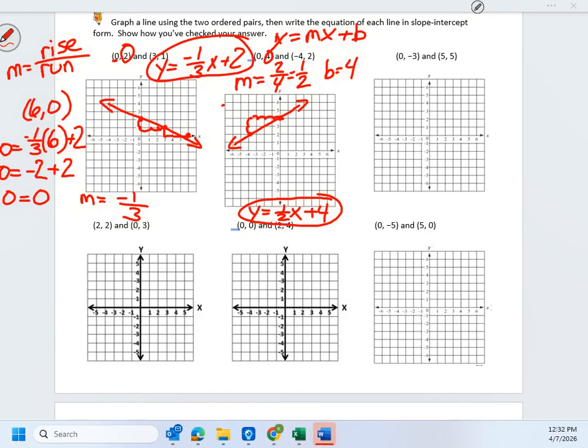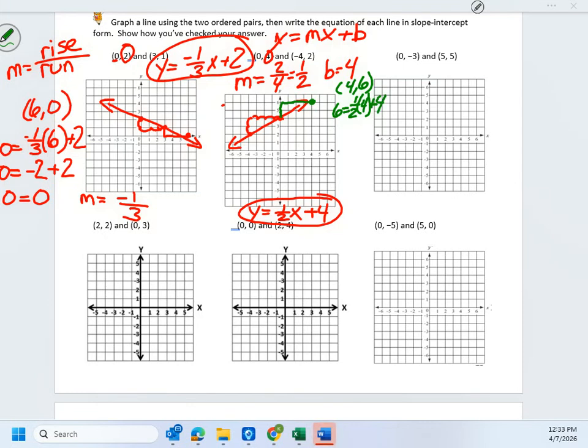I should check my work. So what's another ordered pair that I could plug in? Who can use the slope to find another ordered pair? Joe. Let's see. I go up 2 over 1, 2, 3, 4. That gives me 4, 6. So I can check with 4, 6. So I'm going to put the 6 in for the y. 1/2 times the 4 plus 4.